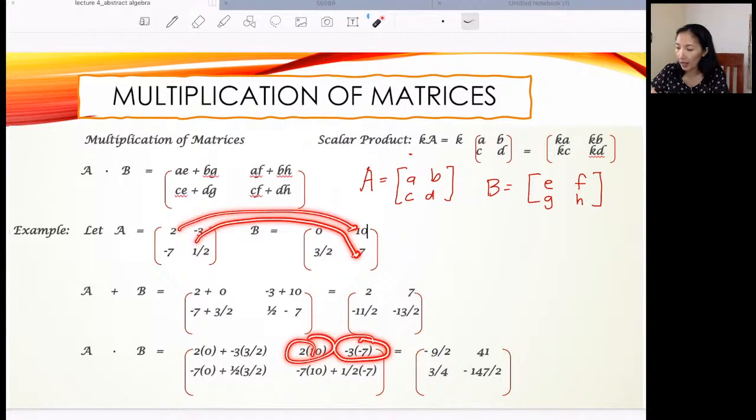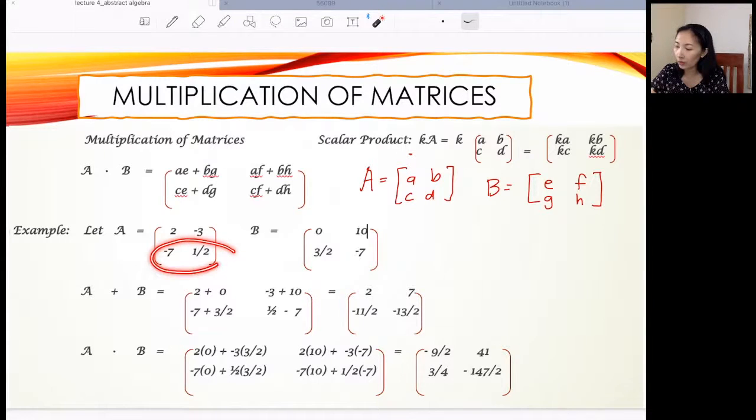Okay, now we move on to the next. Second row, multiplied to the first column: negative 7 times 0 and 1/2 times 3/2. Finally, second row, second column will have negative 7 times 10 plus 1/2 times negative 7.